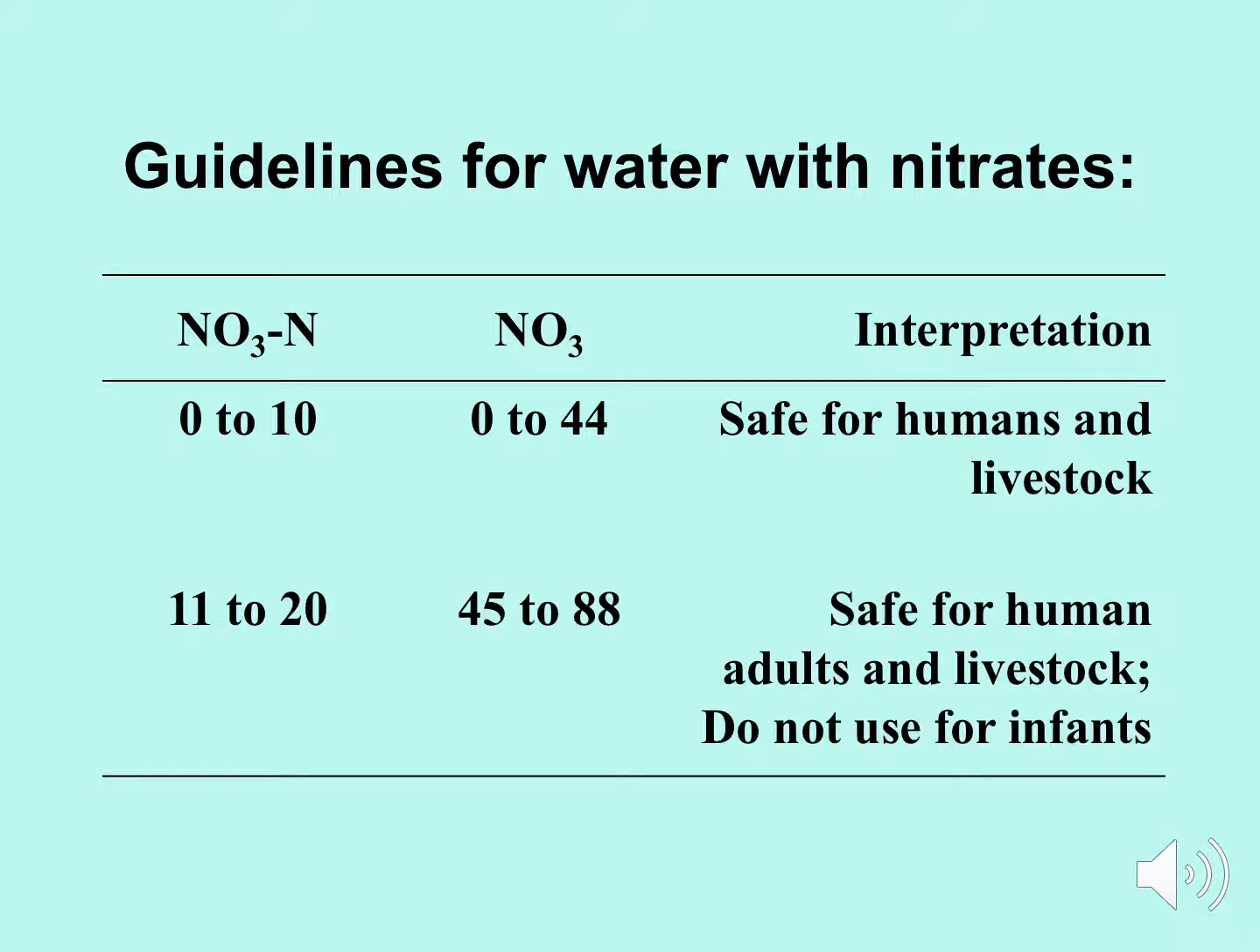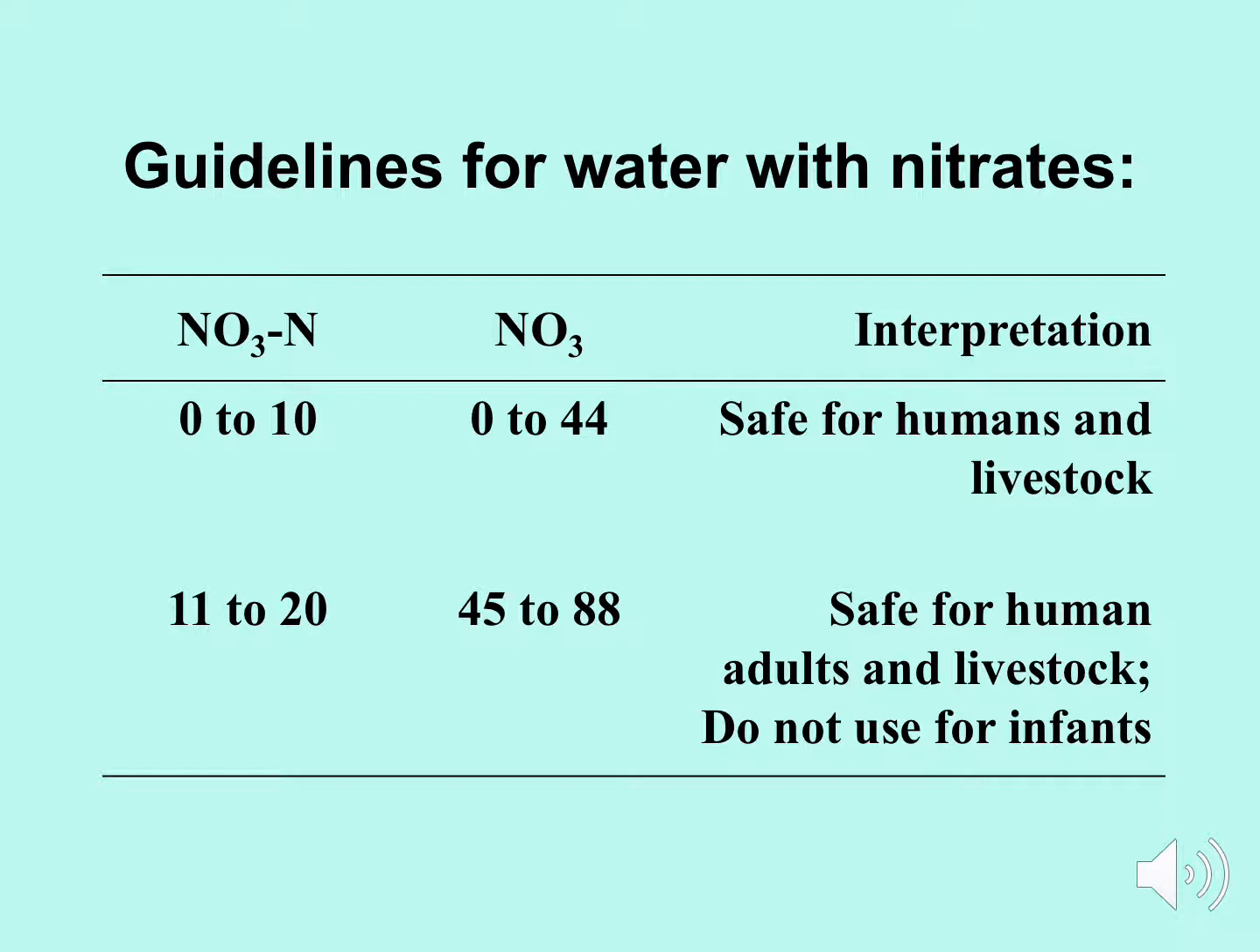EPA guidelines are if the nitrate nitrogen in the water you drink contains between 11 and 20 parts per million nitrate nitrogen, that water is considered safe for human adults and for livestock, but you shouldn't use it for infants. You should use a different water source for infants because you could end up with blue baby syndrome if the infant consumed a lot of water.